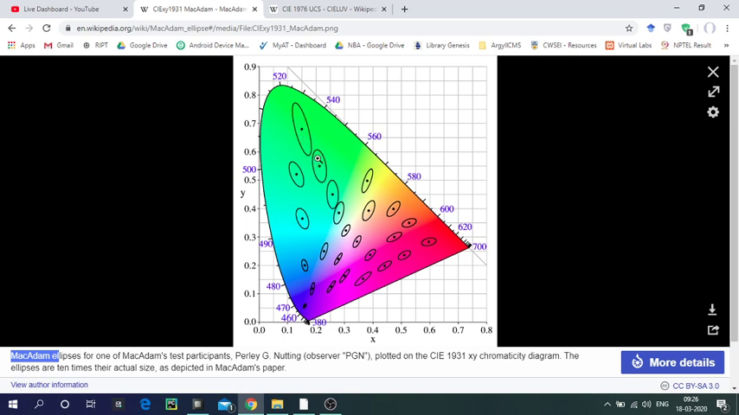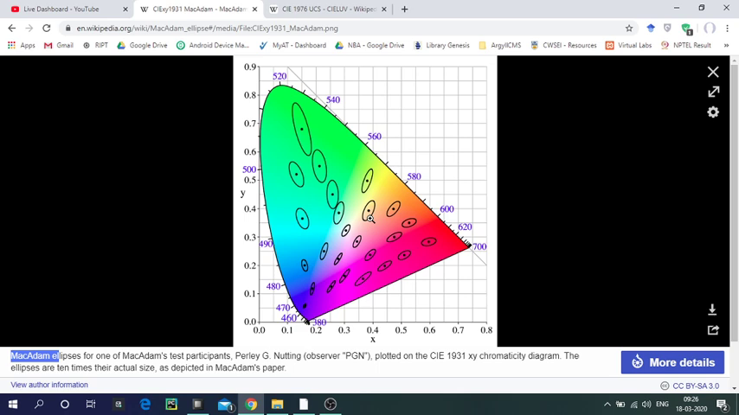Similarly, for all these ellipses, the colors defined or enclosed within each ellipse will have different color values, yet our human eye won't be able to detect the difference between these colors. That is the basic idea about McAdams ellipses.